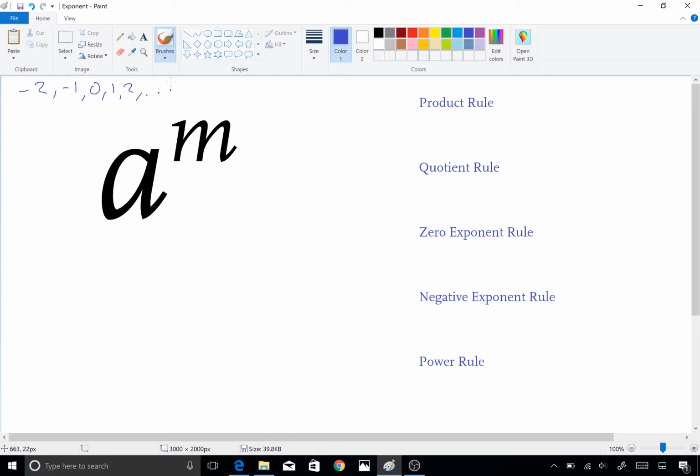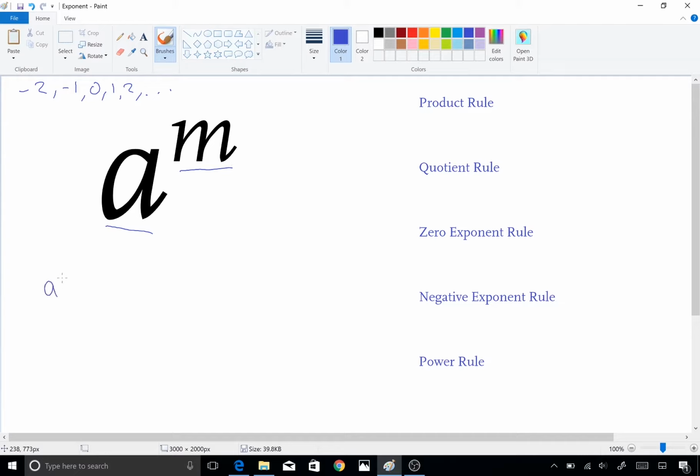This is the notation for an exponent. It reads a to the mth power. A is the base, m is the exponent. Today, we'll assume that m is an integer. Then the definition of an exponent is that we multiply m a's by each other.